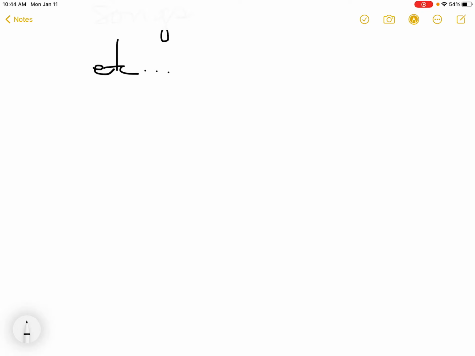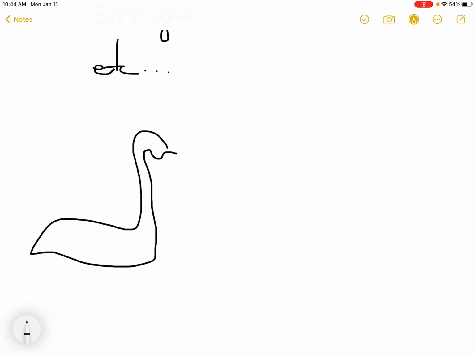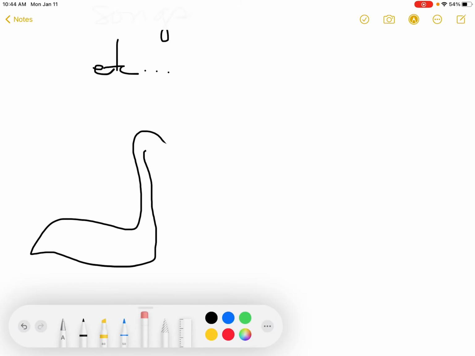So to give you an example, a couple quick examples. There's the swan, which has this enormous long neck. So here's my best rendition of a swan. A swan with a weird goiter. Let's erase that. I don't know where I was going with that.